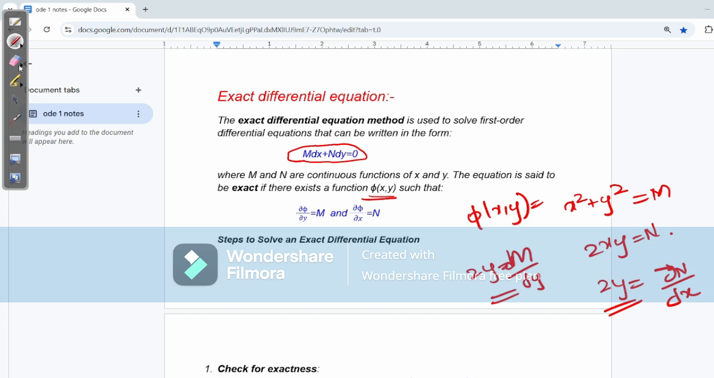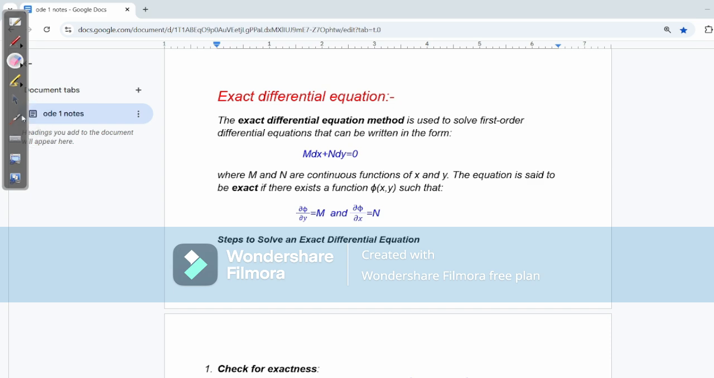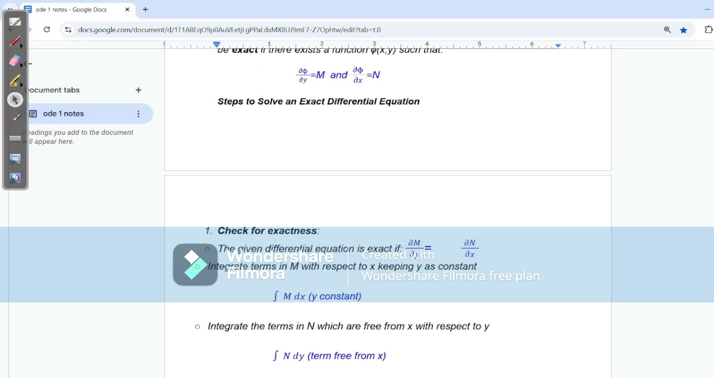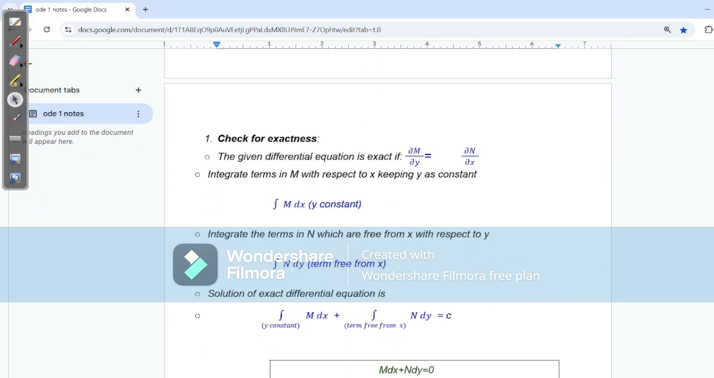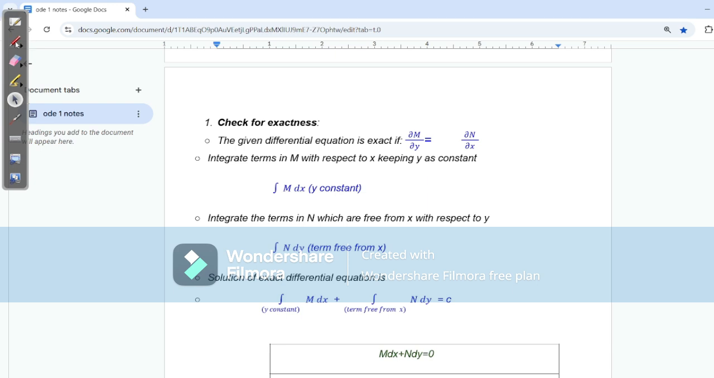Okay, now the steps to solve an exact differential equation. Check for the exactness. Here, in the example I have given you, ∂M/∂y = ∂N/∂x, as we have found. Then we have to integrate the value of M, putting y as constant, and then integrate the terms of N that are free from x. The terms of N should be free from x. Then add these two. This is the exact solution of the differential equation which has been formed.